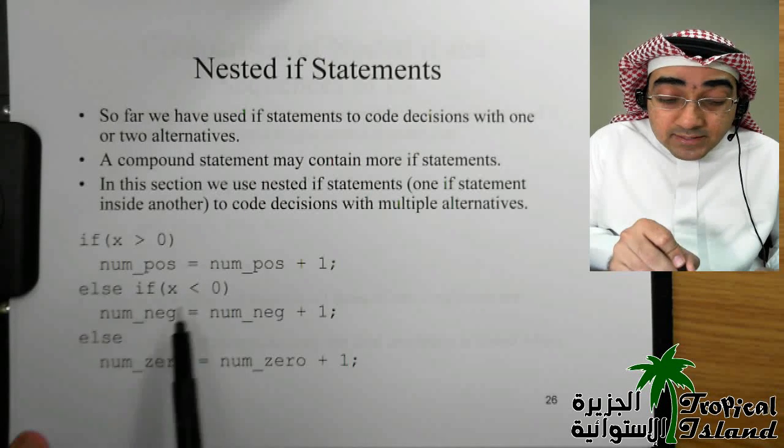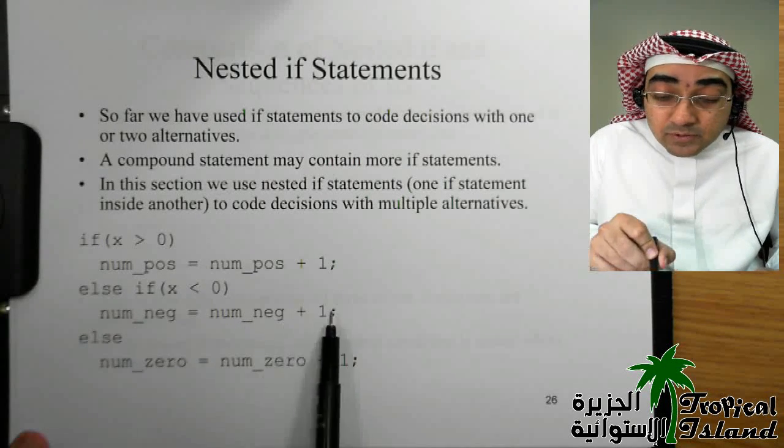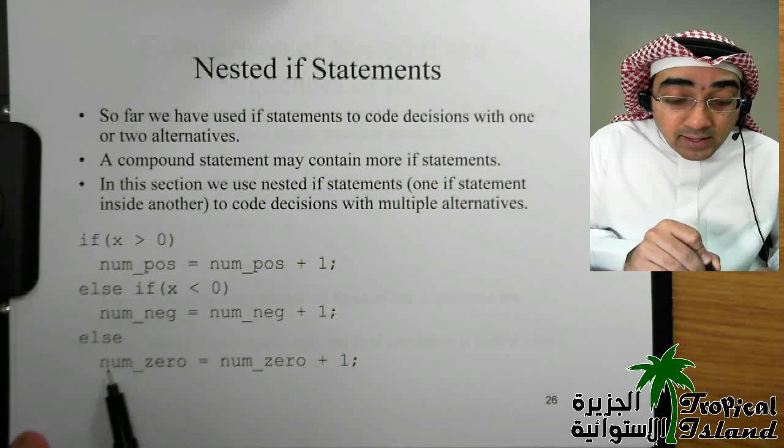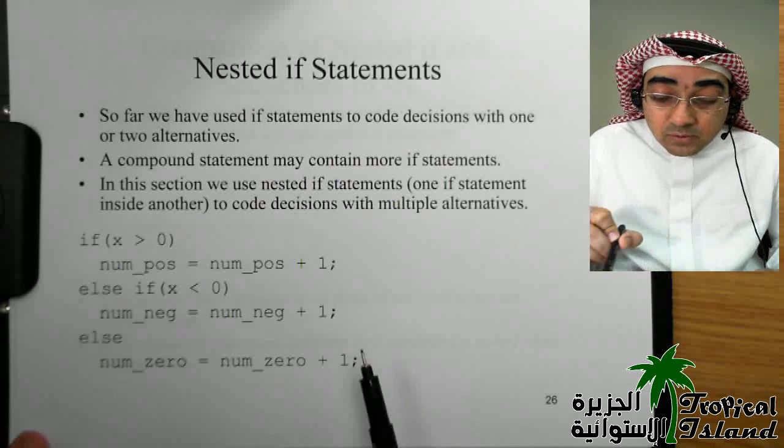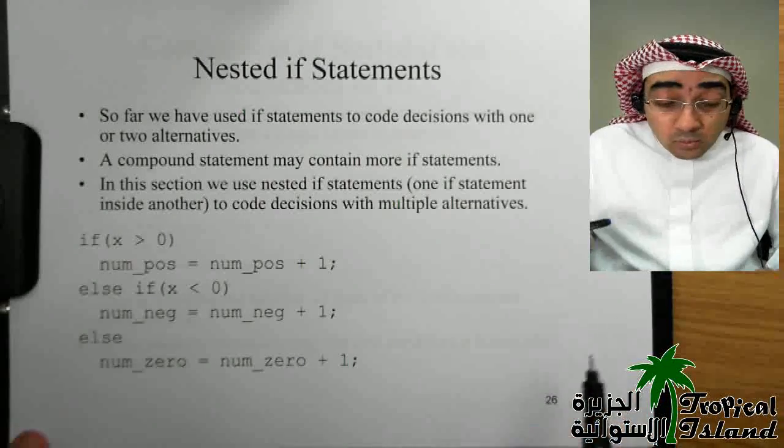Else, if x is less than 0, I put the number of negative numbers equal to the number of negative numbers plus 1, else I put the number of zeros equal to number of zeros plus 1. What did I do over here?